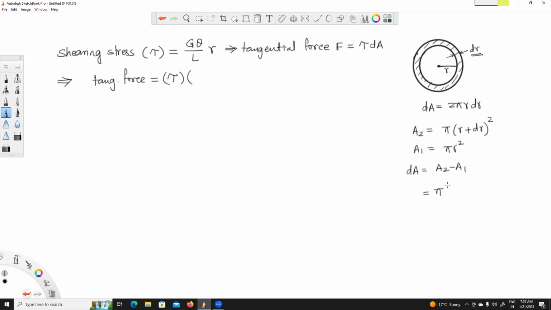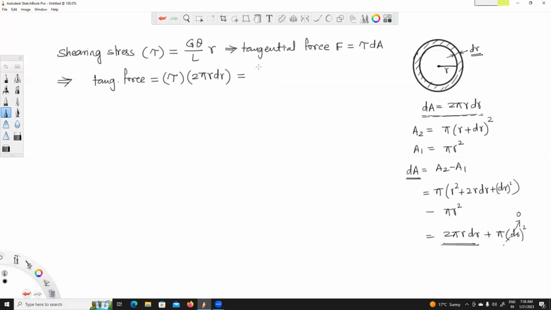If you expand this out, pi times r squared plus 2r dr plus dr squared, minus pi r squared. This pi r squared gets cancelled. So it would be 2 pi r dr plus pi times dr squared, and dr thickness being very small, the order of magnitude of this term would be very small. So we neglect this and we end up with the small area having an expression equal to 2 pi r dr. That's why for small thickness we call this the differential area 2 pi r dr. So I'm going to multiply by this 2 pi r dr.